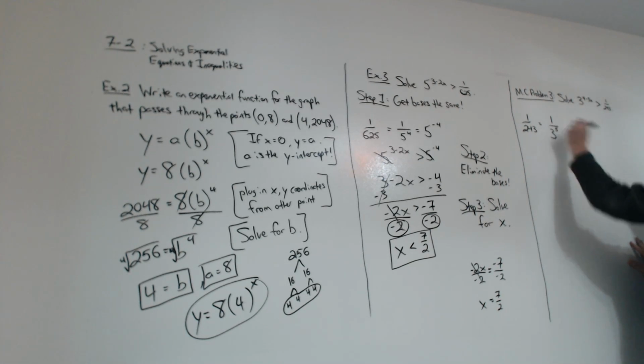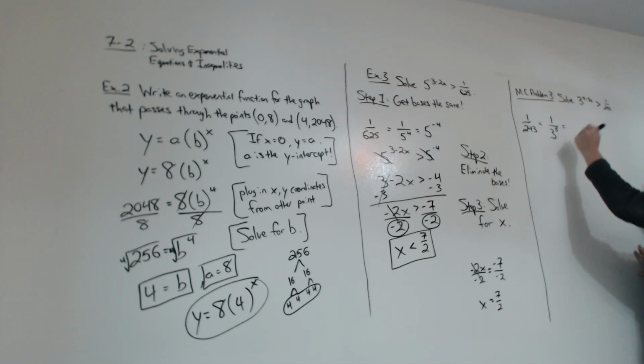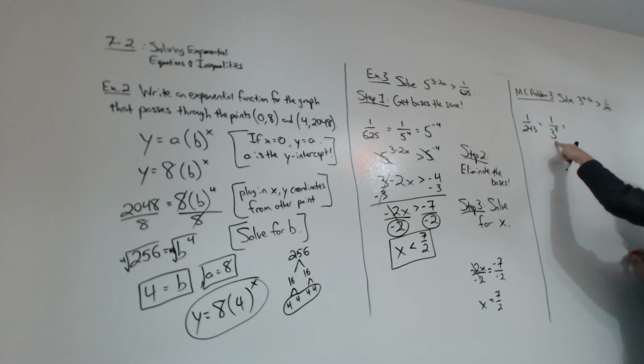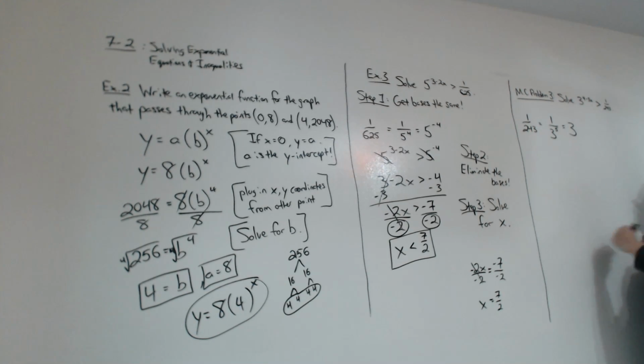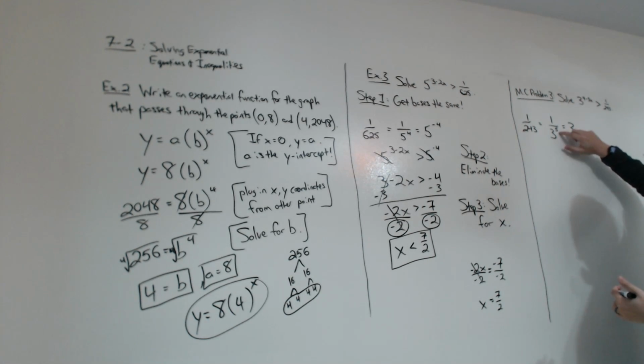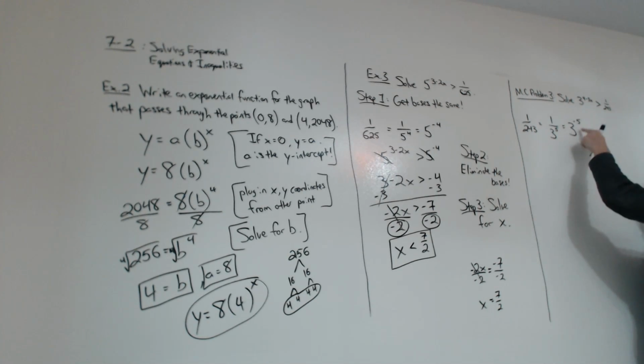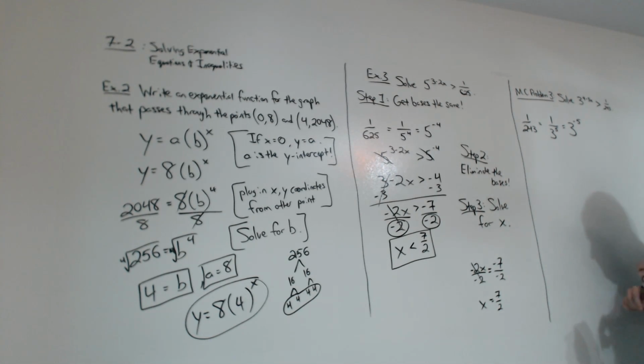It's 5. Okay? So again, this is good, but we need to be able to write this as just 3 to some power. So to get it out of the bottom of this fraction, we take the exponent and make it negative. So this is 3 to the negative 5th power.